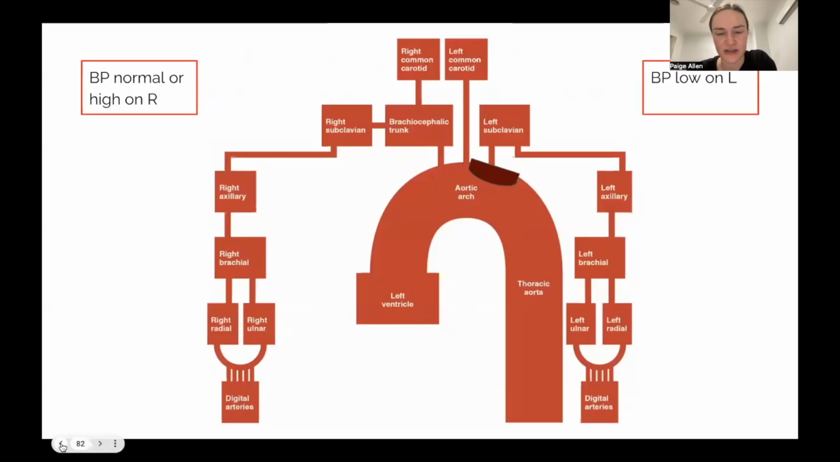So as you can imagine, if you've got some problem where you're not getting perfusion to the left subclavian, the whole left side is going to be poorly perfused. So you'll have low BP on that side. This isn't going to happen if you have an aortic aneurysm, though, by the way. It's only going to be thoracic.